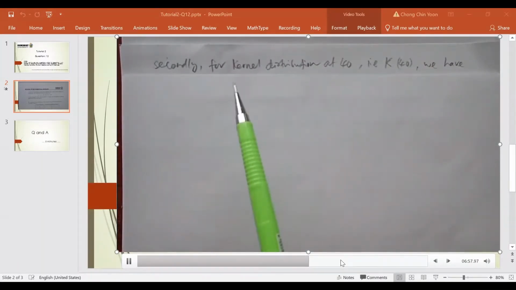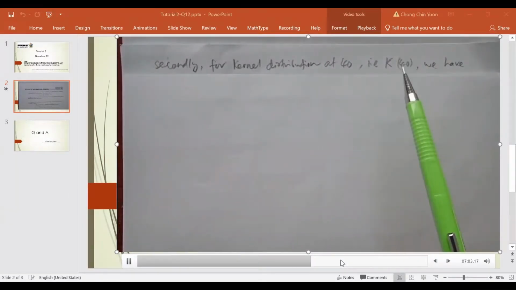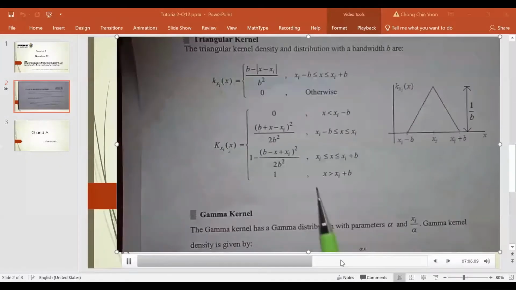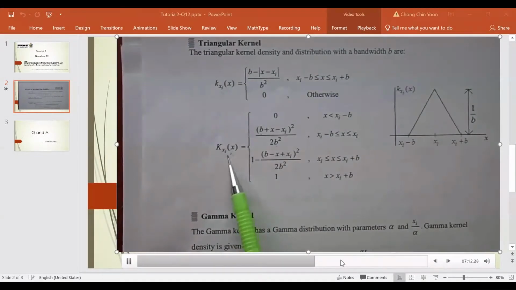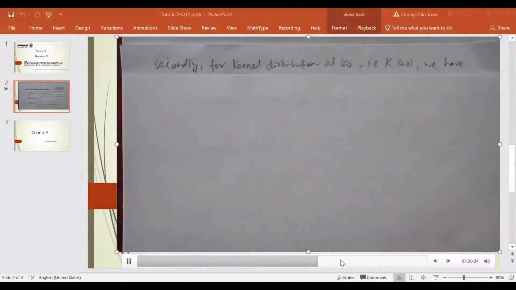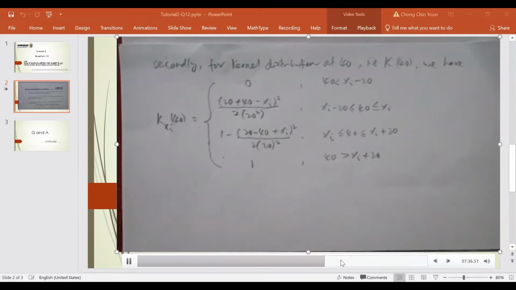Next, we have to find the kernel distribution at 40, that is this K40. So we have to use this formula again. So we have to substitute x is 40 and the bandwidth is 20 into here and this interval as well. So we will have the following. So we will get this result after we substitute our x is 40 and the bandwidth is 20 into here and the intervals. So next I'm going to simplify this.